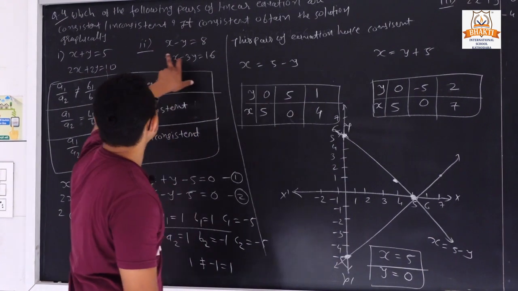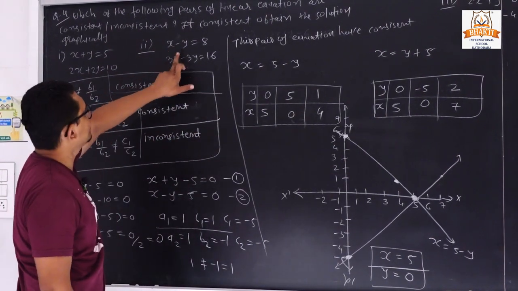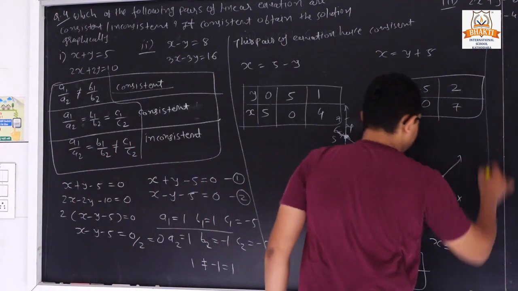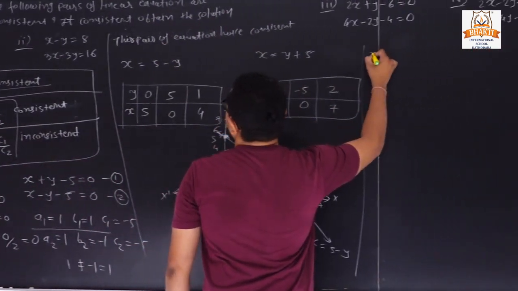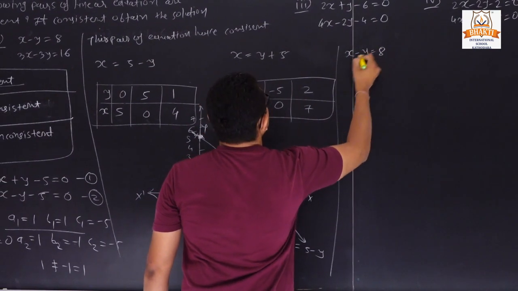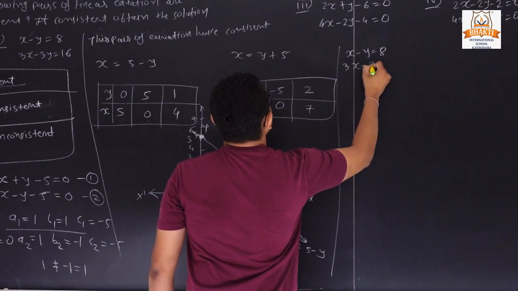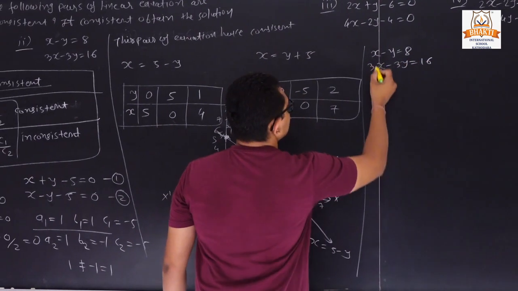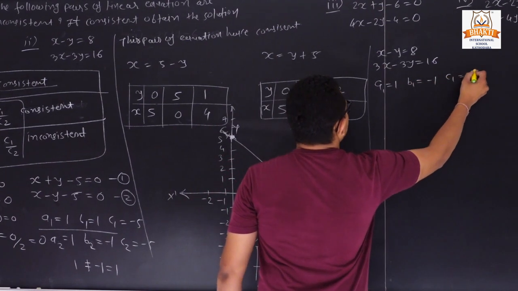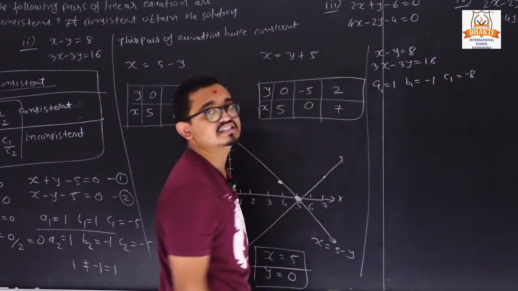Now second question, see that x minus y is equal to 8 and 3x minus 3y is equal to 16. So for the second, x minus y is equal to 8 and 3x minus 3y is equal to 16. So a1 is 1, b1 is minus 1, c1 is minus 8, because this is going to the second side.